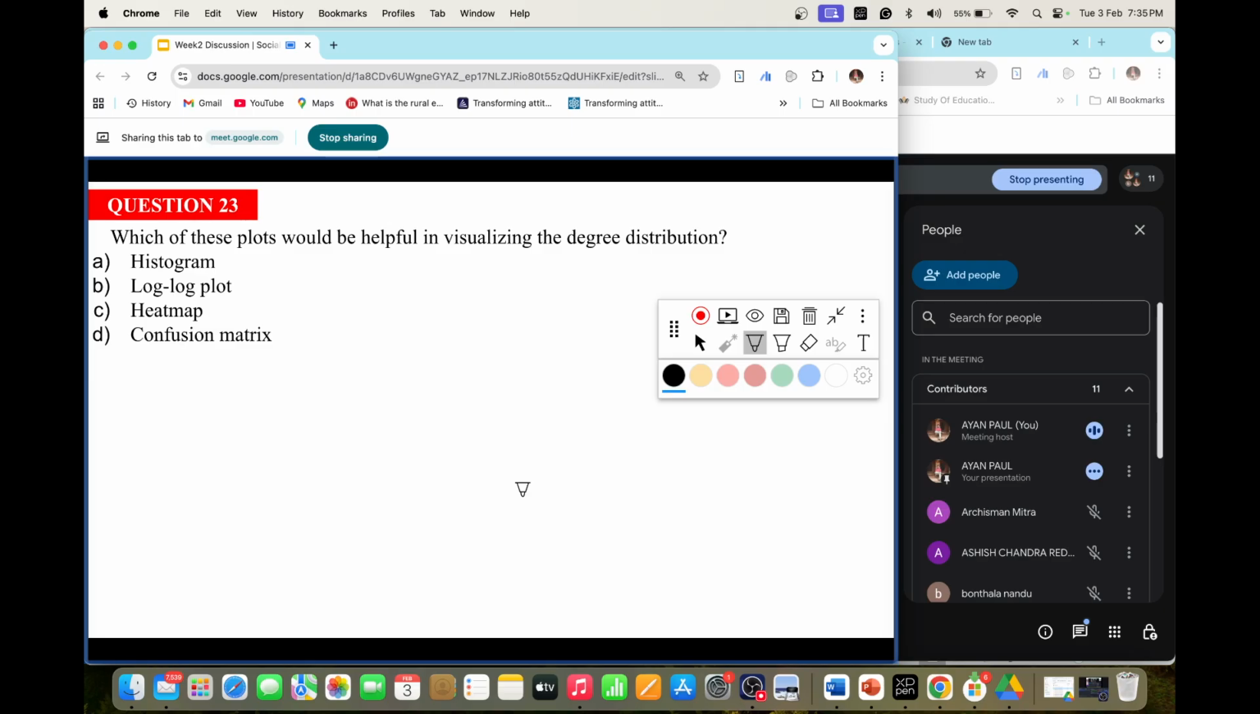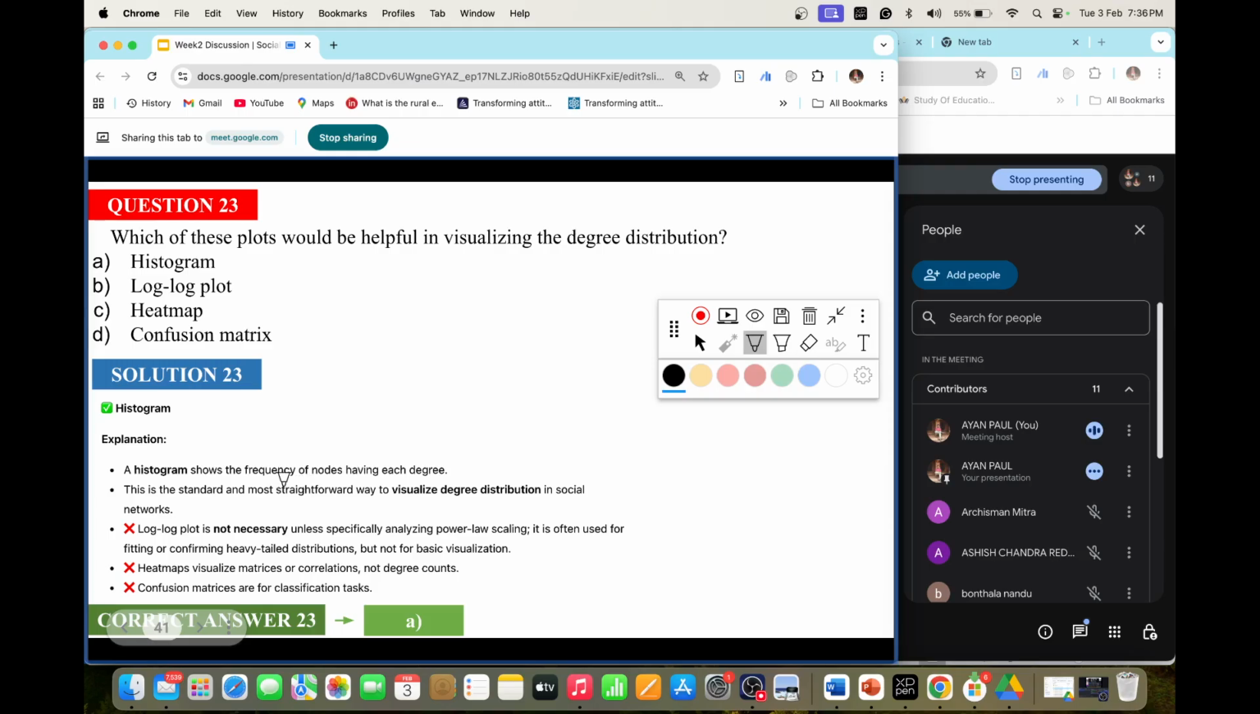Which of these plots would be helpful in visualizing the degree distribution? Option A histogram, option B log plot, option C heat map, option D confusion matrix. Any guesses? It's very easy. Histogram should be there. A histogram shows the frequency of nodes having each degree, how many nodes there are for each degree.